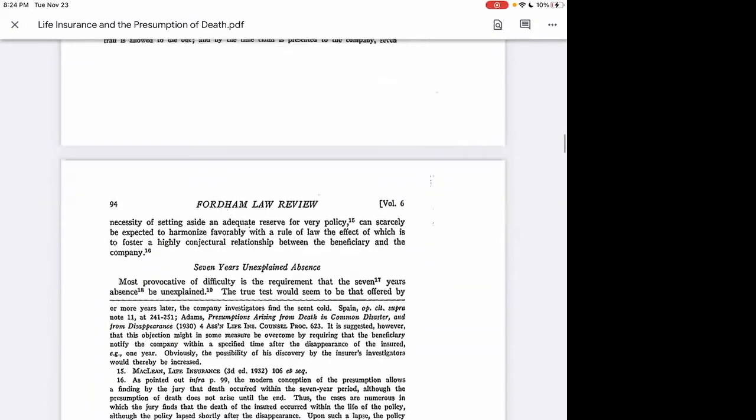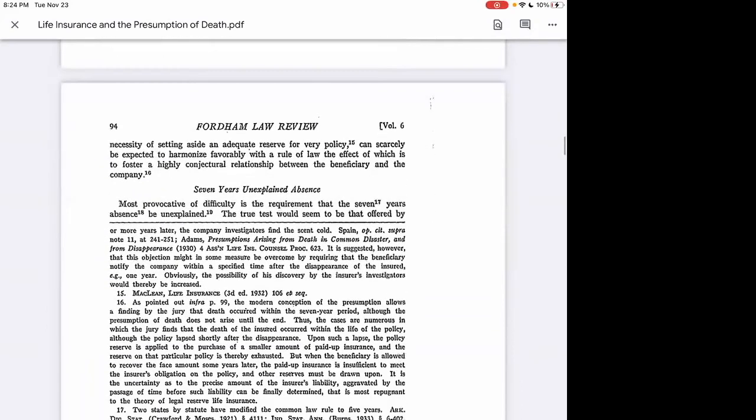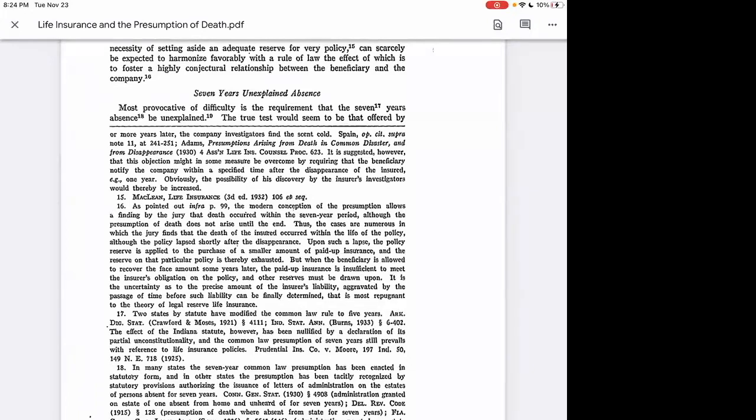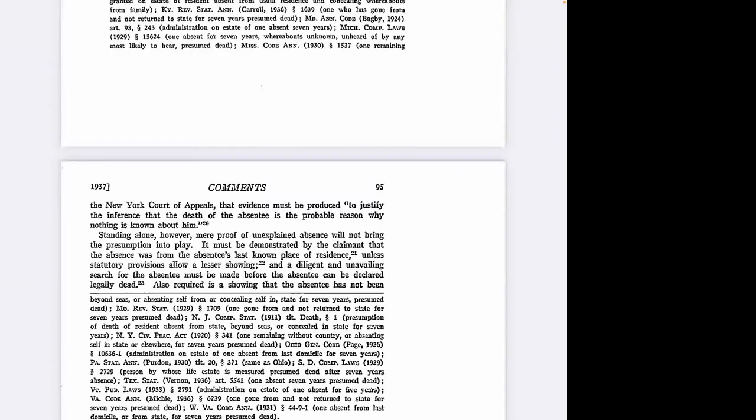All right, now we're going to go over and explain the 7 years absence. Most provocative of difficulty is the requirement that the 7 years of absence be unexplained. The true test would seem to be that offered by the New York Court of Appeals, that evidence must be provided to justify the inference that the death of the absentee is the probable reason why nothing is known about him. Standalone, however, mere proof of unexplained absence will not bring the presumption into play.